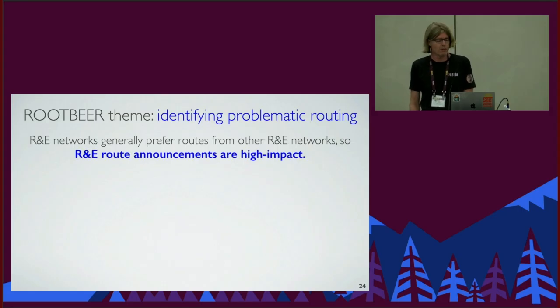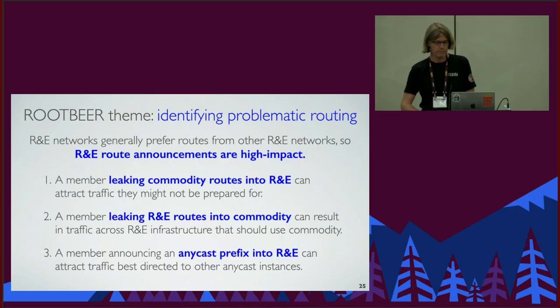So because R&E networks generally prefer routes from other R&E networks, announcements into the R&E networking space have high impact in the R&E community. And there are three things that we are going to look at in this talk that we're beginning work on that speak to specific harms.